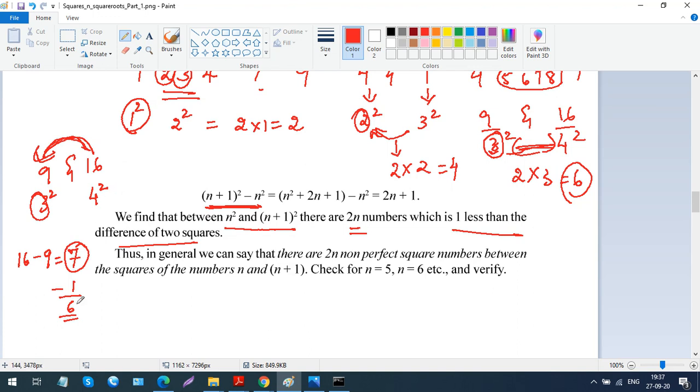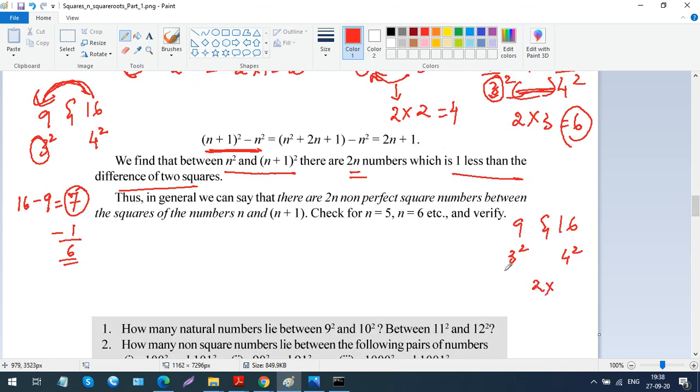Now I'll tell you why we have to learn both the methods. When I ask you to find the numbers between 9 and 16, you know that 9 is 3 square and 16 is 4 square. So you will say it is 2 into the smaller among these, that is 3, so 6. But what if I gave you a bigger number? Instead of giving 9 and 16, I gave you a very large number where you don't know the square root of that number. You don't know which number multiplied twice gives you that particular number. So you can't actually find the square root of that number, right?